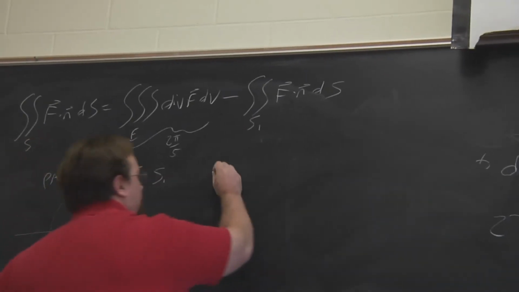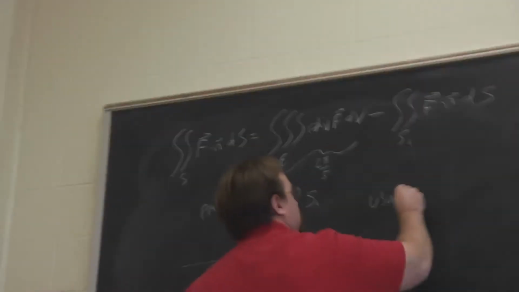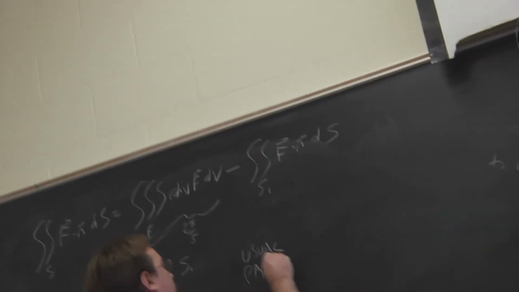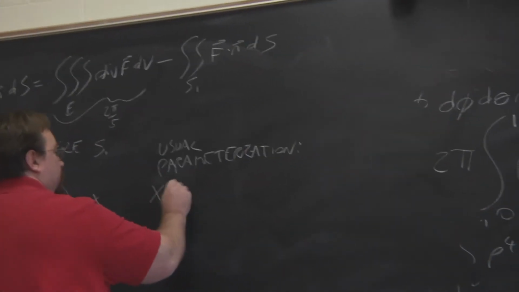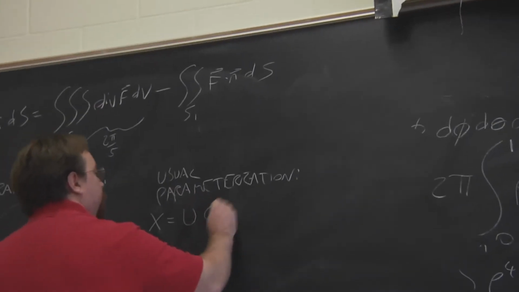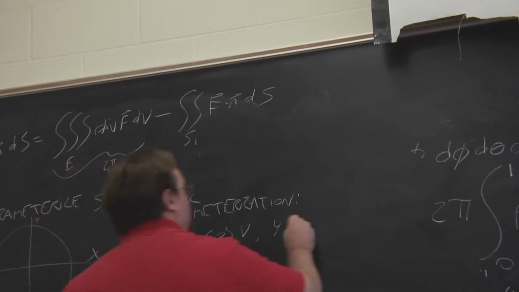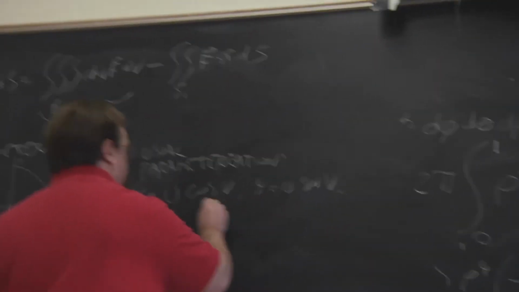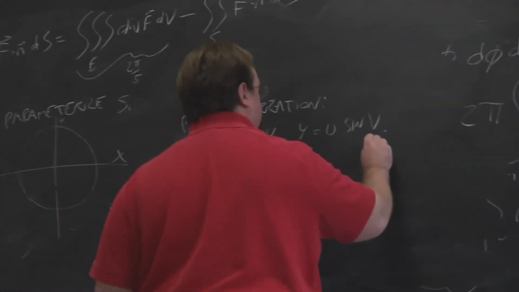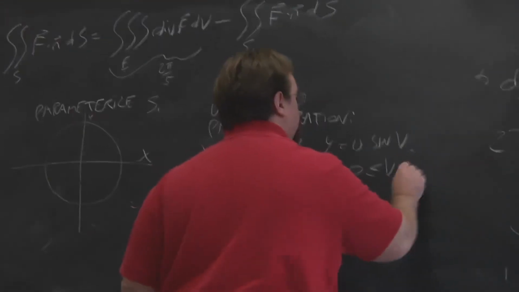Now, the usual way of parameterizing a unit disk would be to take x equal to u cosine v, and y equal to u sine v, and let u go from 0 to 1, v go from 0 to 2 pi.